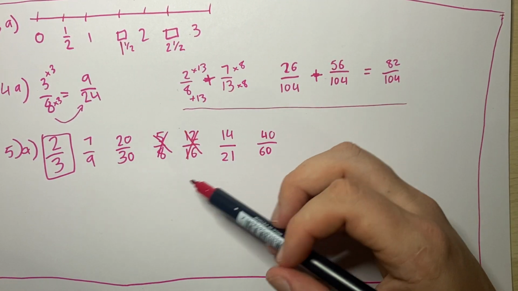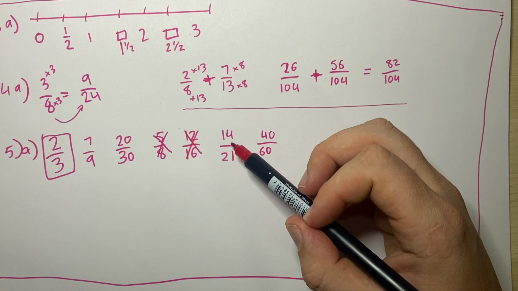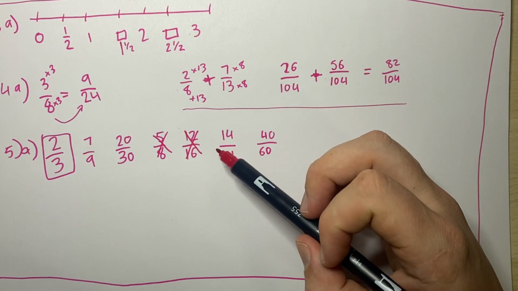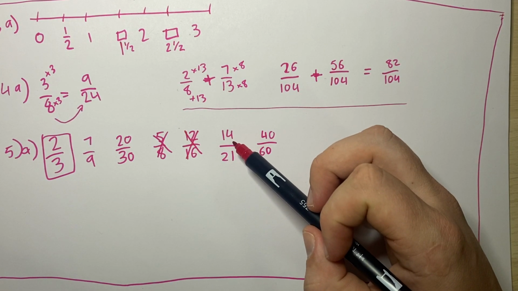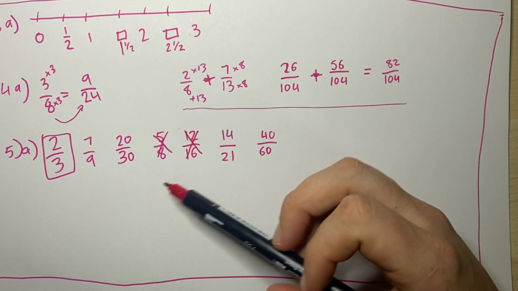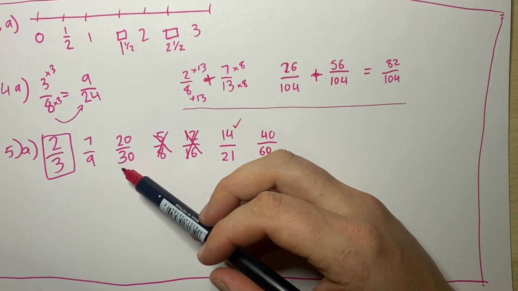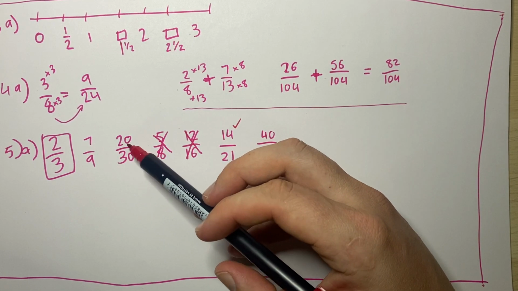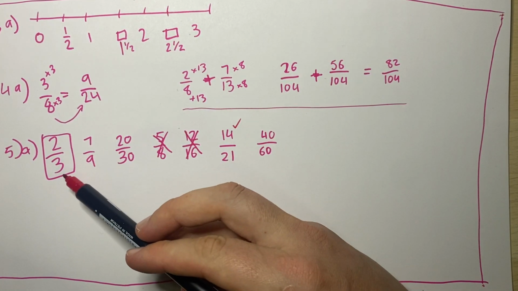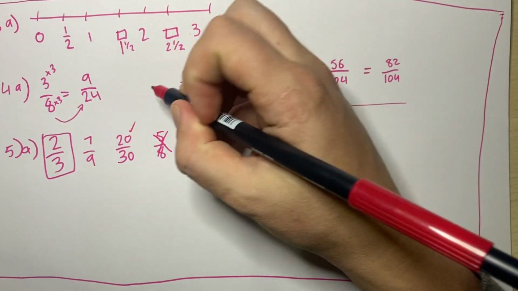Let's test this one here. What do I times 3 by to get 21 and 2 by to get 14? Well, 2 times 7 equals 14, so 3 times 7 equals 21, so that is 1. This is very obvious here. Okay, timesing by 10, 2 times 10 is 20, 3 times 10 is 30, so that is 1.